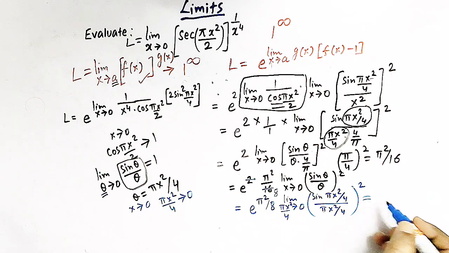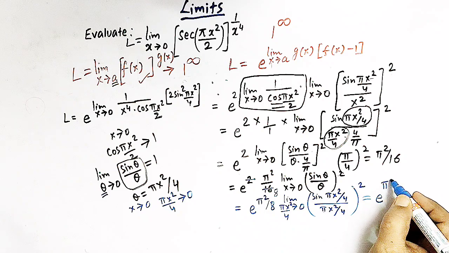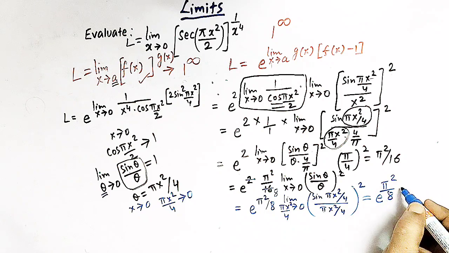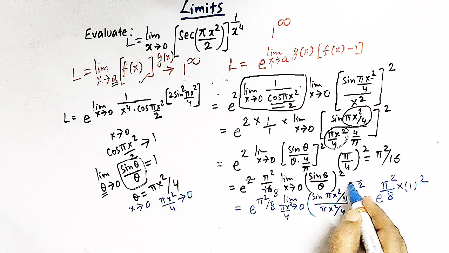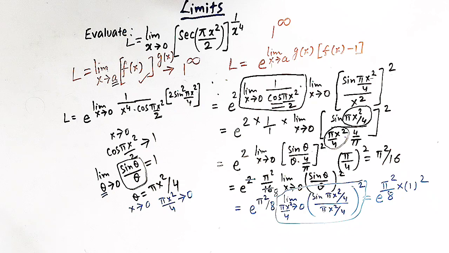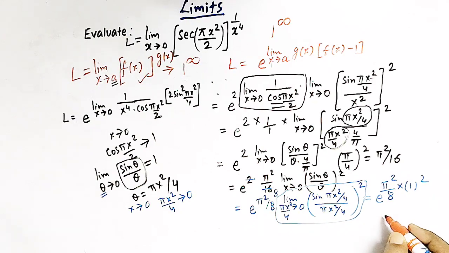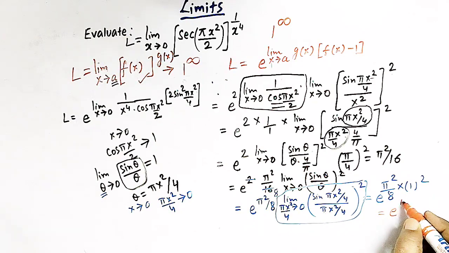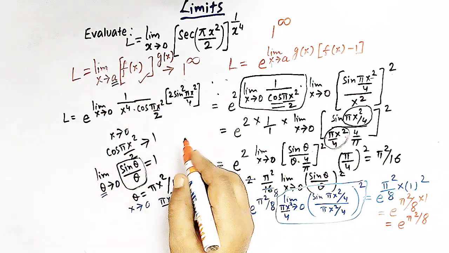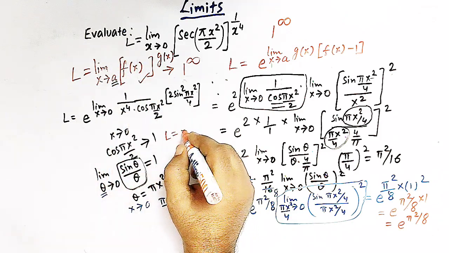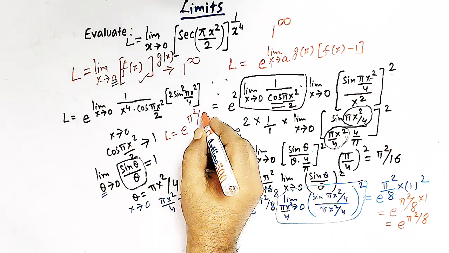So when pi x square over 4 tends to 0, then this limit is equal to 1. So now we can write e raised to pi square over 8 multiplied by 1 square, because this limit is equal to 1. So now this expression is e raised to pi square over 8 times 1. 1 square is 1. So this is e raised to pi square over 8. So viewers, the value of this limit L is given by e raised to pi square over 8.